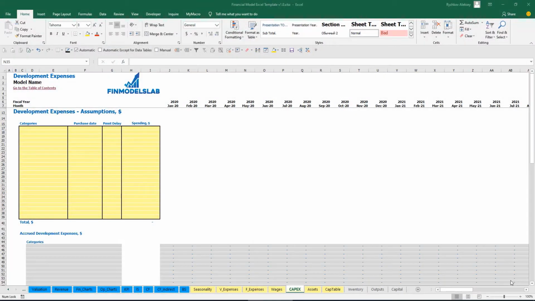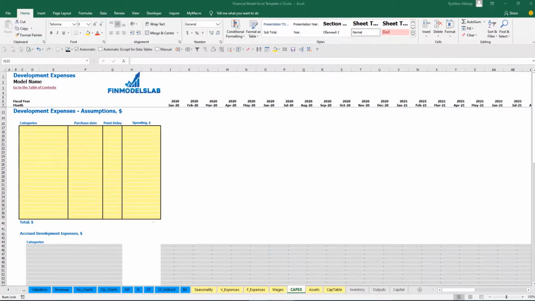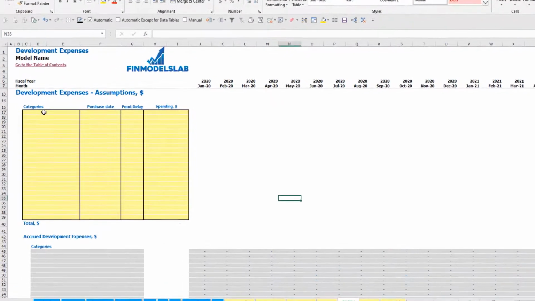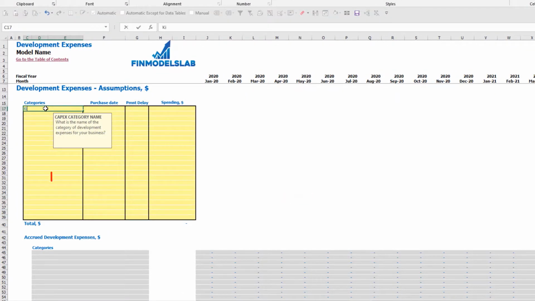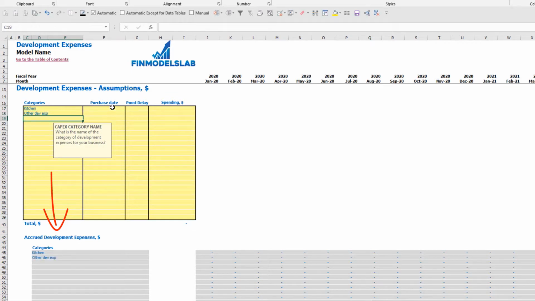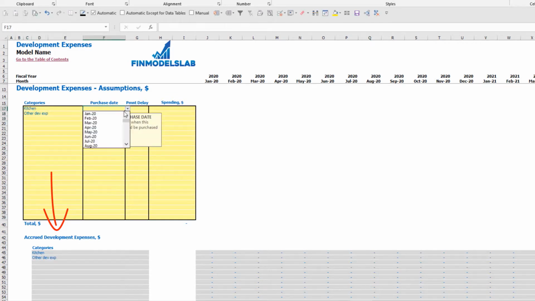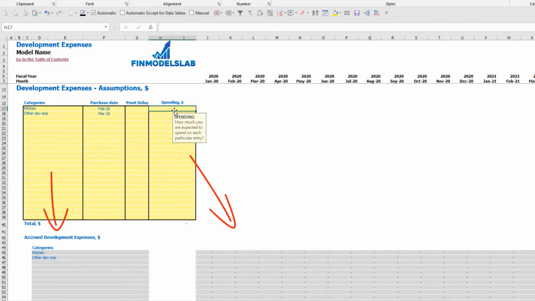You may input up to 20 development expenses categories. Let me give you a couple of real examples. For example, this will be kitchen and other development expenses. You can input purchase date for each category. For example, February and March. You can input spending, $50,000, $10,000 for example.